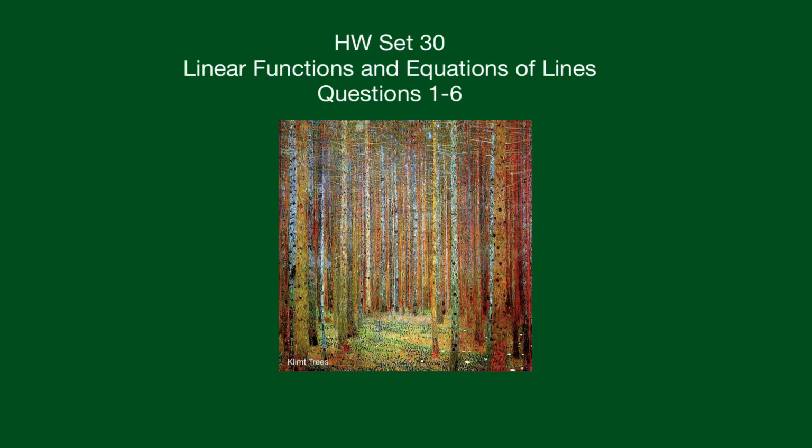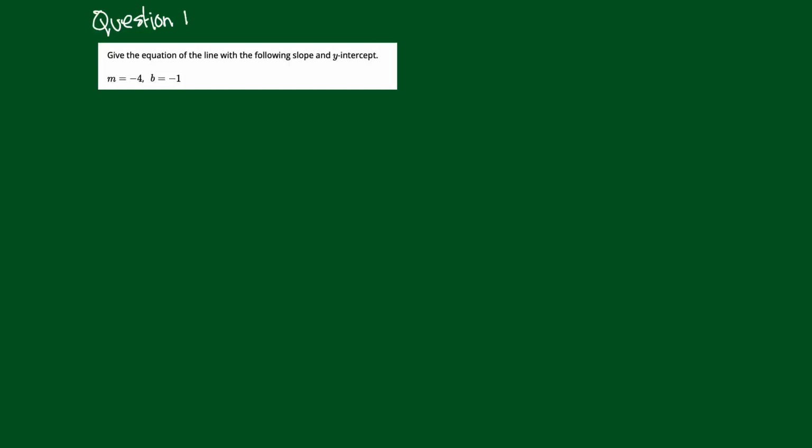This is homework set 30, questions 1 through 6 on linear functions and equations of lines. Question 1 asks us to give the equation of the line with the following slope, -4, and y-intercept. So I'm given the slope and the intercept.